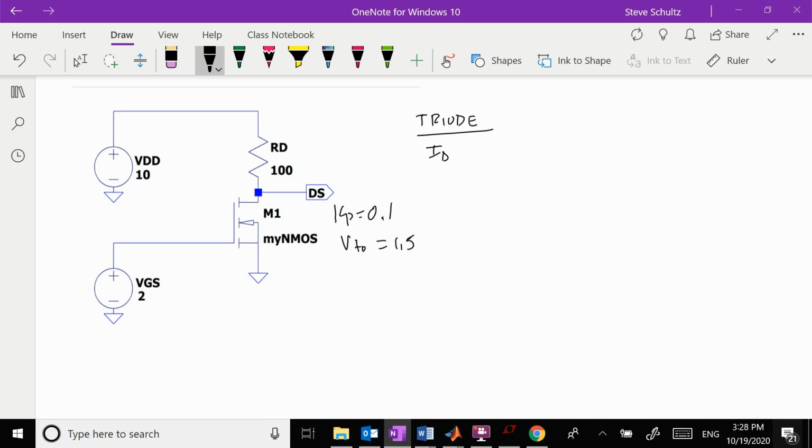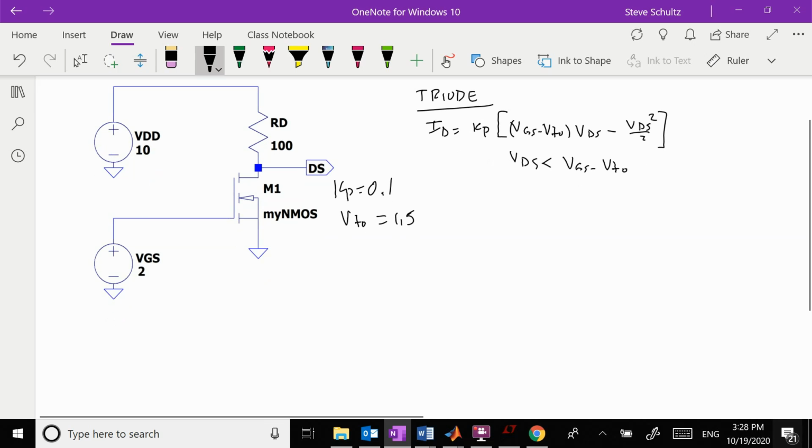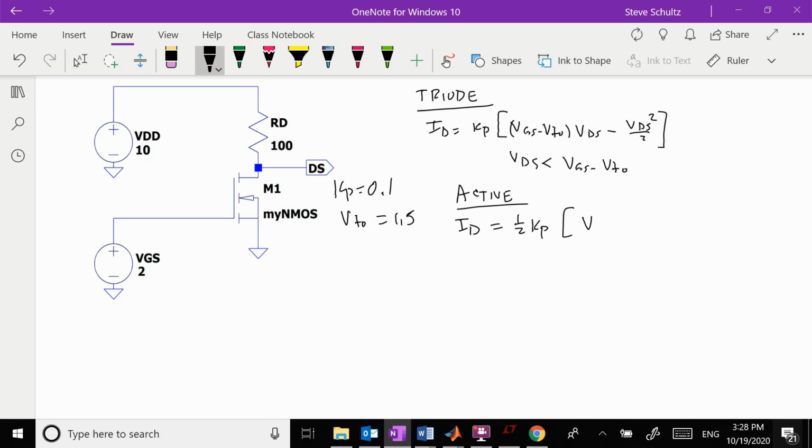In triode, our current is going to be equal to KP times VGS minus V threshold times VDS minus VDS squared over 2. This is valid if VDS is less than VGS minus V threshold. Then we have active. In active, we have ID equals 1/2 KP times VGS minus VTO squared. These are our two regimes. Active is valid in the opposite case, when VDS is greater than VGS minus VTO.